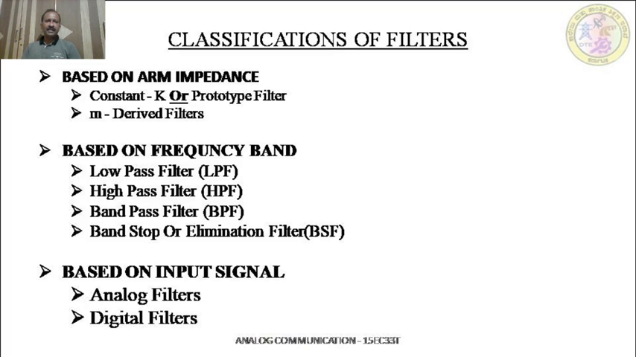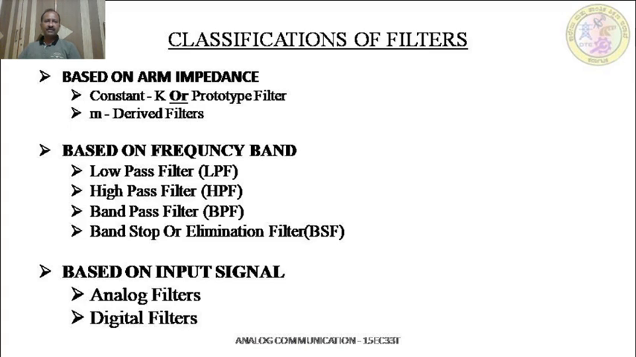Here, constant K means you can take any electronic circuit, and it is going to have two arms. One is called a series arm and the other a shunt arm. Based on those arm impedances, you will have two types. If you multiply the two arm impedances Z1 and Z2, you get a constant value. That filter you are going to call a constant K or prototype filter. Another type is the M derived filter. Next category is based on frequency band.